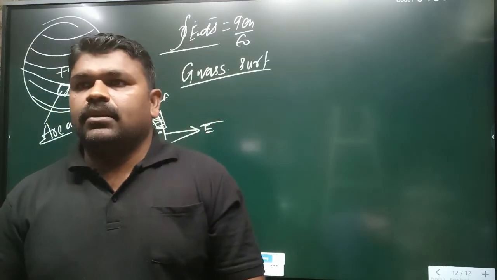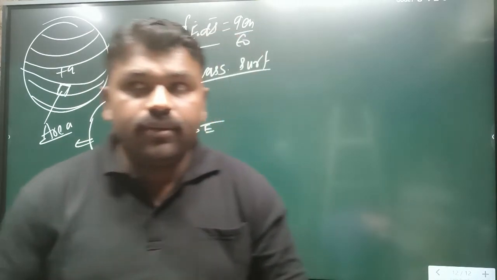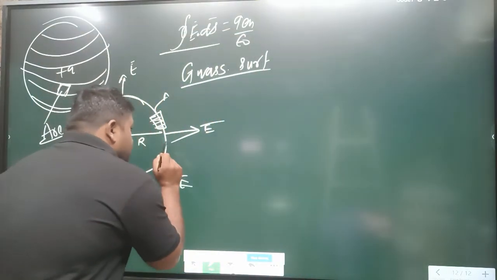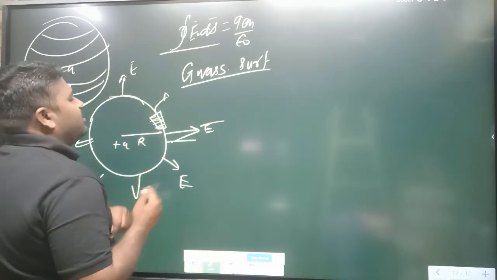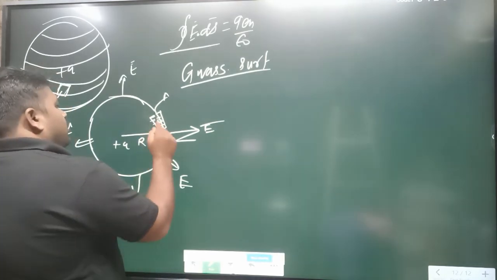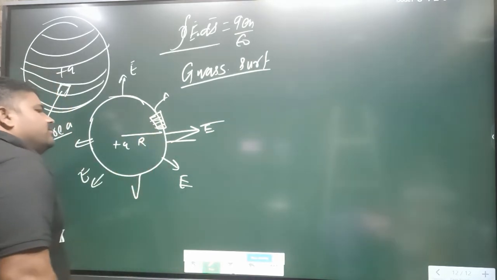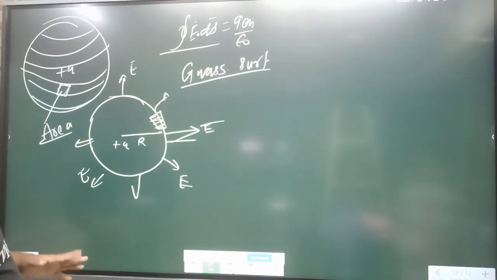Area vector is perpendicular to the surface. Perpendicular to the surface, in this case. Yes or no? Suppose we can draw the area here. Then the area vector direction: we can say this one is the area vector. In this case, the electric field and area vector are both in the same direction.